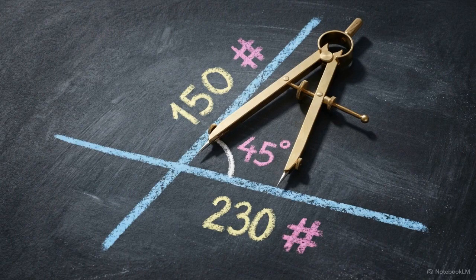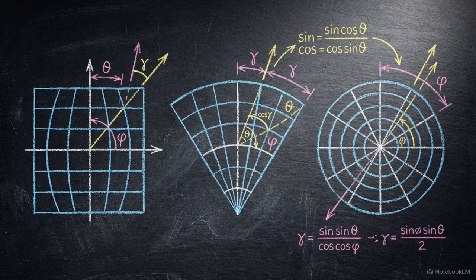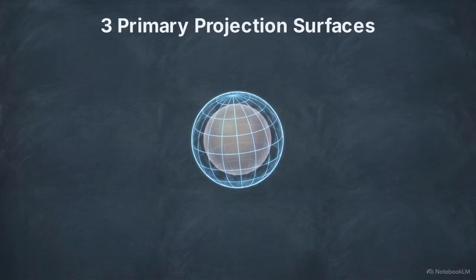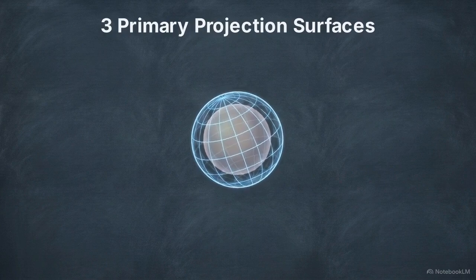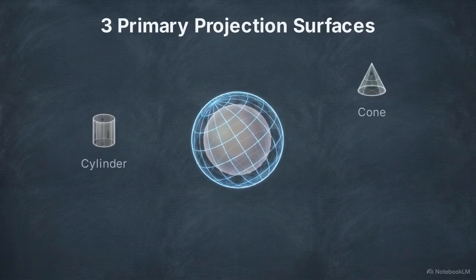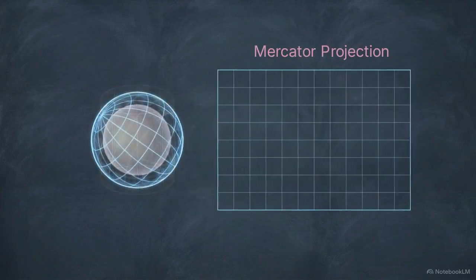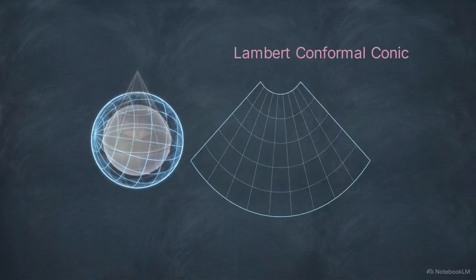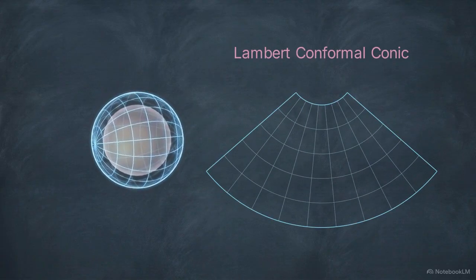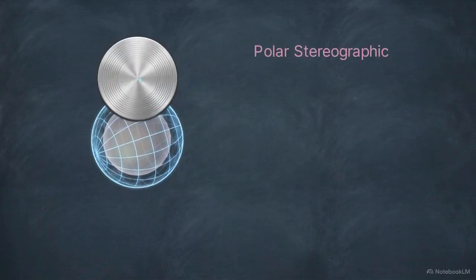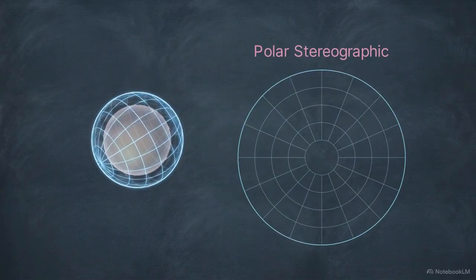Since cartographers cannot eliminate distortion entirely, they have to choose which specific geometric properties to protect based on what the pilot needs. That choice creates the different chart projections. For the DGCA exams, there are three primary projection surfaces you need to know: the cylinder, the cone, and the flat plane. Wrapping a cylinder around the equator creates the Mercator projection. Placing a cone over the northern hemisphere creates the Lambert conformal conic projection. And projecting from a single pole onto a flat disk gives us the polar stereographic projection.